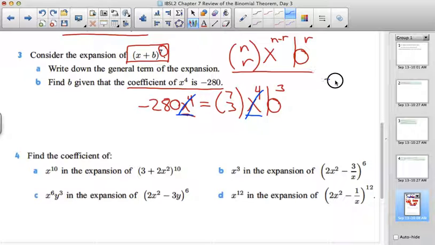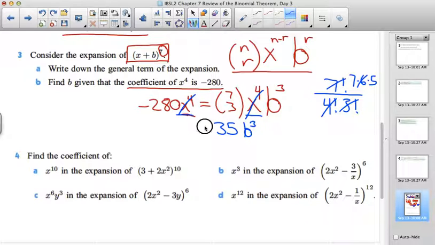7 choose 3 is 7 factorial over 4 factorial, 3 factorial. So this cancels out and leaves us 7 times 6 times 5. 3 factorial is 6, so 7 times 5 is 35. So 35b cubed is negative 280. If you solve this for b, you get b equal to negative 2. Divide by 35 and take the cube root.